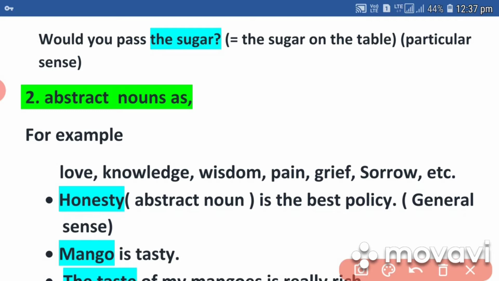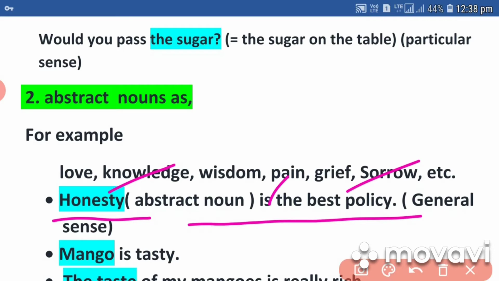So I have given one example here. Honesty is the best policy, in general sense. Commonly we say that actually. Now, can you hold honesty? Can you hold love or knowledge? You can't hold or touch them because they don't have any physical body, right? We can just feel them. So they are called abstract nouns. So I have used honesty here in a general sense. See, subject, helping verb and object.